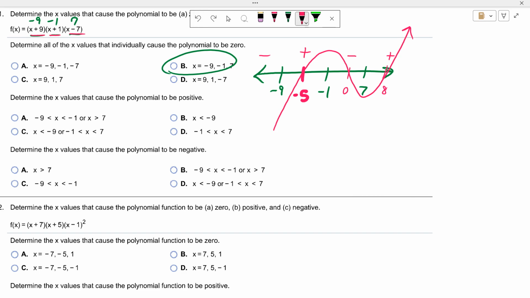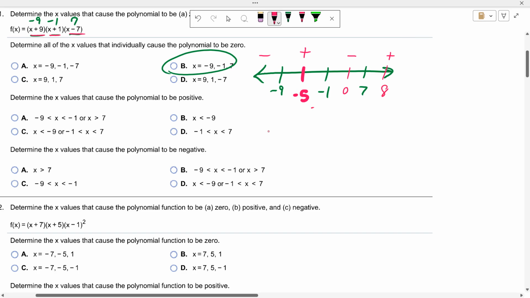How far down and up it goes, we really don't care. We're just looking for where is it positive, where is it negative. Well, it's positive here. Whoop, I hit the wrong points here. Okay. I should have gone like this. Boom, boom, boom. Like that. All right. So where is it positive? Well, it's positive in between -9 and -1, and also after 7, which is this choice.